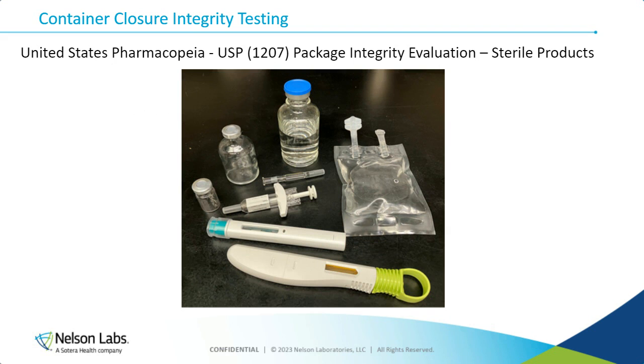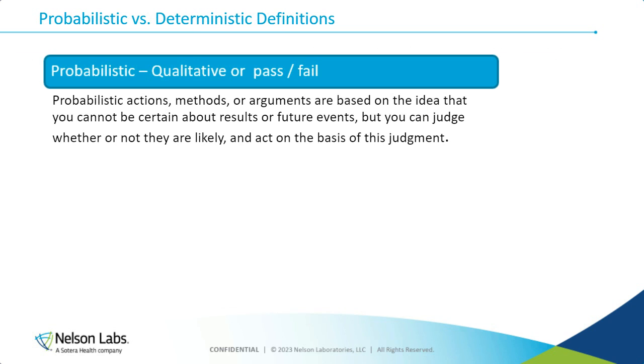Again, as said before, we're starting with USP 1207. That is the package integrity evaluation of sterile products, and this really is just how we test pharmaceutical packaging. And this is container closure integrity, things like vials, bottles, syringes, auto injectors, and such, generally rigid containers.